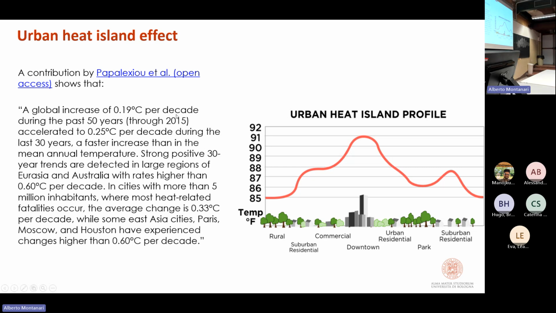And here you see a reference to a paper that was published precisely on this problem. And this paper demonstrated that indeed there has been in some cities an increase of temperature in Australia, for instance, and Eurasia, of more than 0.6 per decade, which means that in 50 years is more or less 3 degrees, as I said. And there are some cities which experienced a larger trend than that, like Houston, Moscow. They experienced a larger trend, more than 0.6 degree per decade.